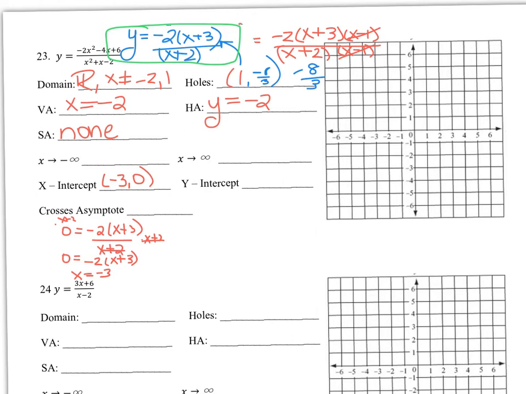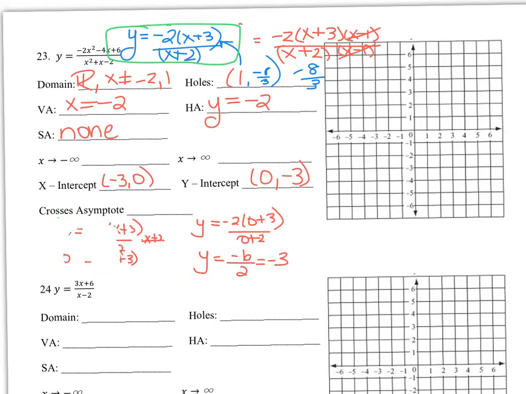Y-intercept, we're going to plug in 0 for x. So y equals -2 times 0 plus 3 over 0 plus 2. So I have y equals -6 over 2, which is -3. So my y-intercept is (0, -3).